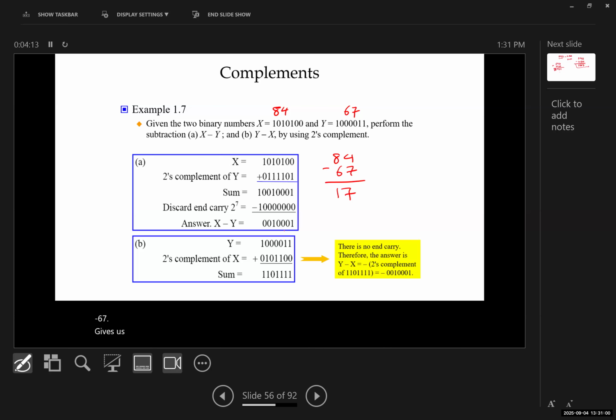Am I correct? And what is 10001 equal to? It's 2 to the power of 4 plus 2 to the power of 0, which is 17. Am I correct? Yes. So we have checked it and it works.